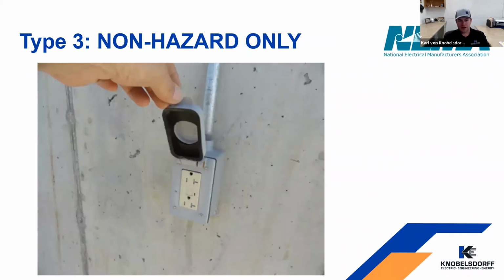All right, so here's a type 3 receptacle cover. So this is a weatherproof while-not-in-use cover. This is fine outdoors. This is fine indoors as long as it's not in a hazardous location. So this type of receptacle and cover is not rated to be installed in a hazardous location. So if you have a normal receptacle like this installed in any Class 2 Div 2 or Class 2 Div 1 location, that is not a correct application, and you should get those replaced with a listed receptacle.